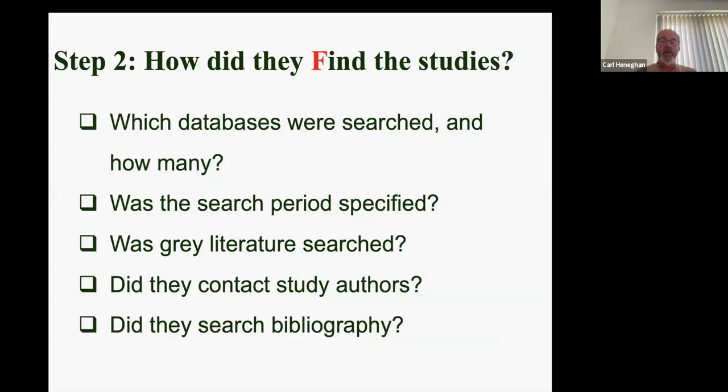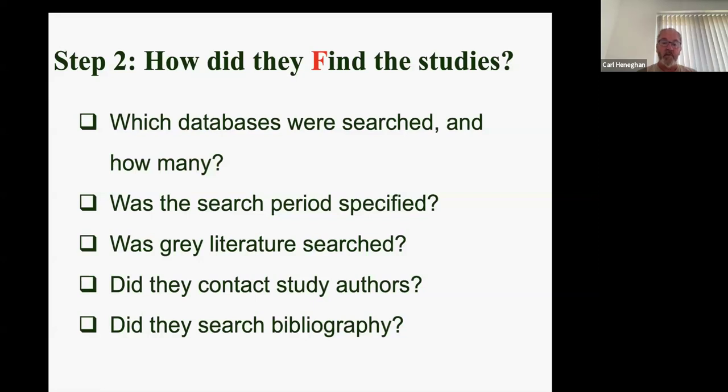Step two, how did they find the studies? Which databases were searched and how many? You could look at the paper. Was the search specified, the timing? Was grey literature searched? Did they contact study authors? Did they search bibliographies? Your basic question is trying to say, to what extent did they do a comprehensive job of trying to find all the studies? So you want at least a minimum of 2 databases.